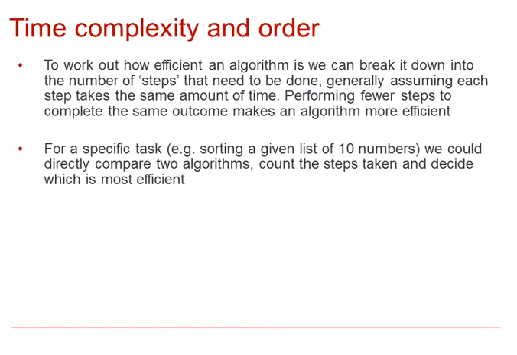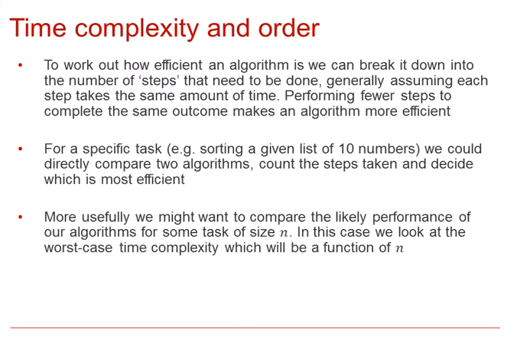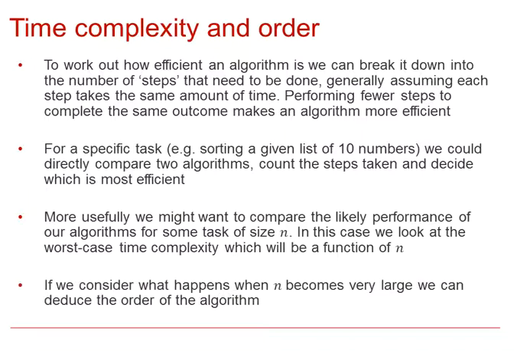For a specific task, for example, sorting a given list of 10 numbers, we could directly compare two algorithms, count the steps taken, and decide which is more efficient. More usefully, we might want to compare the likely performance of our algorithms for some size of task n. In this case, we look at the worst case time complexity, which will be a function of n. If we consider what happens when n becomes very large, we can deduce the order of the algorithm.